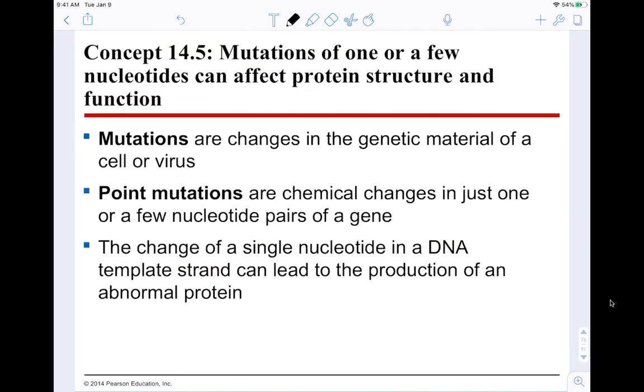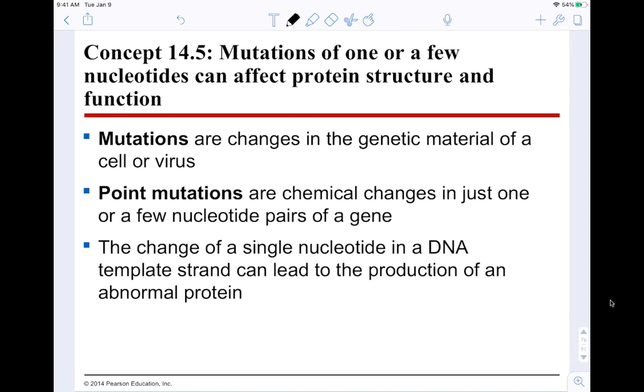So some stuff can go wrong in all of this processing. Mutations of one or a few nucleotides can affect protein structure and function. A lot of times, the mutations can render proteins useless. Then they just get broken down and recycled, and the pieces can go back to make different proteins.